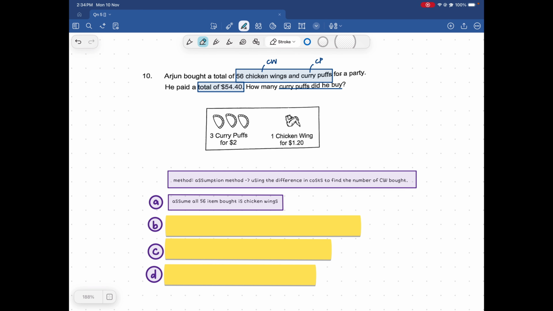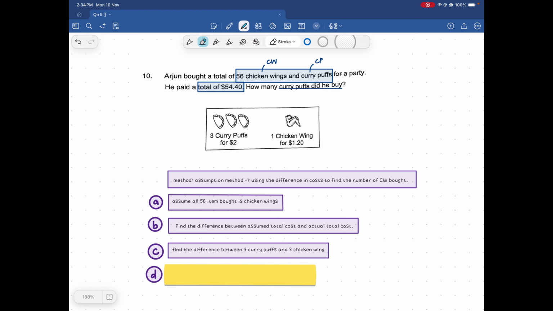First step is you have to assume all the items bought are of only one type. So in this case, I will assume that all the 56 items Arjun bought are chicken wings. Next, I want to find the difference between the total assumed cost and the total actual cost. So the total actual cost is $54.40. If I buy 56 chicken wings, how much would that be? And find a difference from there.